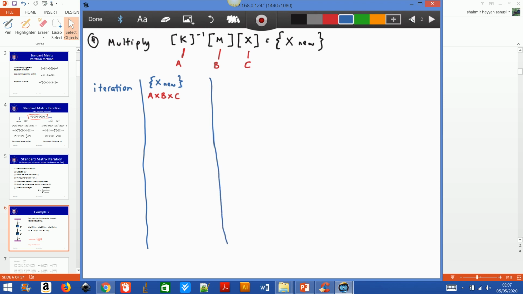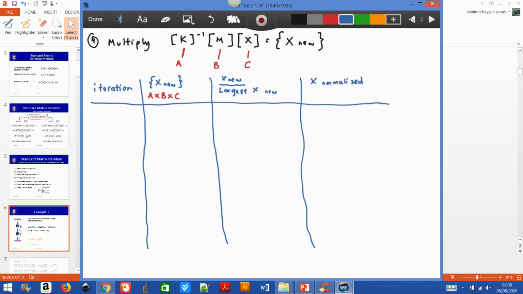And then this is your x new divided by largest x new. And then this is the x normalized. Alright, so once you have input your matrix A, matrix B, and matrix C in your calculator, you can start to fill up the table.